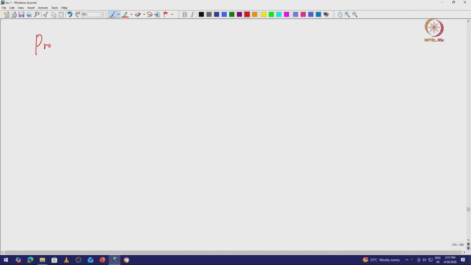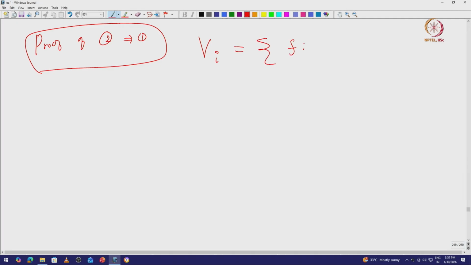So, the proof of 2 implies 1, and we will prove 1 implies 2. That will tell you that 1 and 2 are equivalent. Okay, so let us start with V i. These are those functions from n to C, and f satisfies the condition i. So, basically I am collecting all the functions that satisfy the condition i.